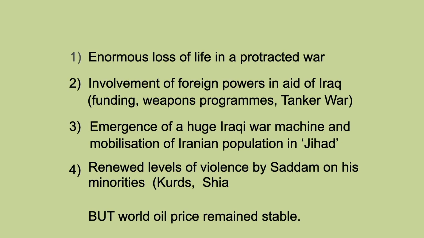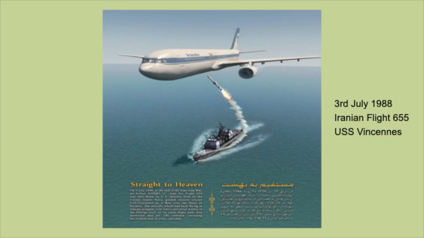So how does the war end? By 1988, in fact, Saddam had won back the Al-Faw Peninsula. And then on the 3rd of July, 1988, Iranian flight 655 was shot down by an American anti-aircraft missile. The captain mistakenly thought that it was an Iranian fighter jet about to attack one of his convoys. But it had this effect.